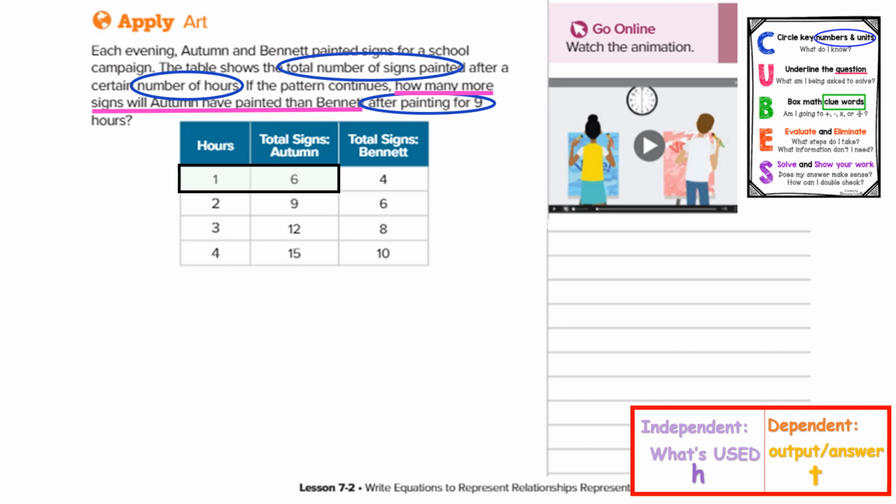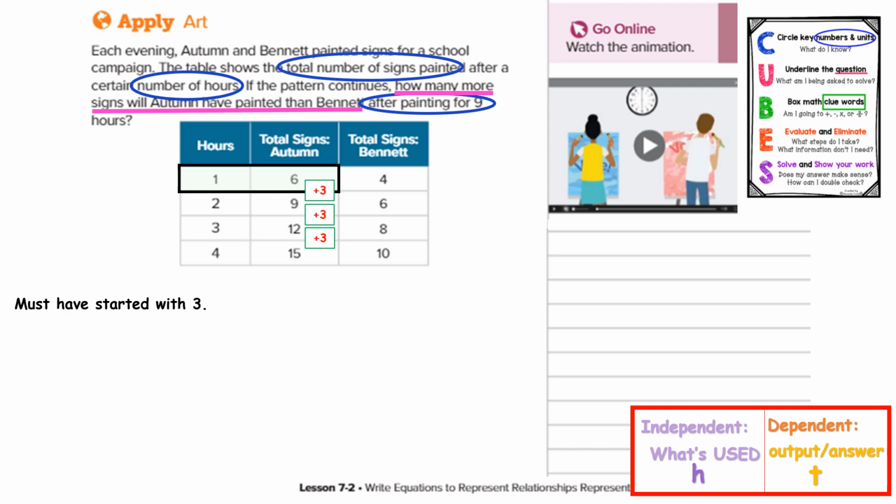So let's just look at Autumn, right? We can see that at 1 hour, we have 6. Now, we might think my unit rate is going to be 6, that we can make 6 signs in an hour. But let's look at the pattern or the sequence that's happening. Going from 6 to 9, I'm adding 3. From 9 to 12, I'm adding 3. And from 12 to 15, I'm adding 3. So there's a consistent increase of 3 each hour.